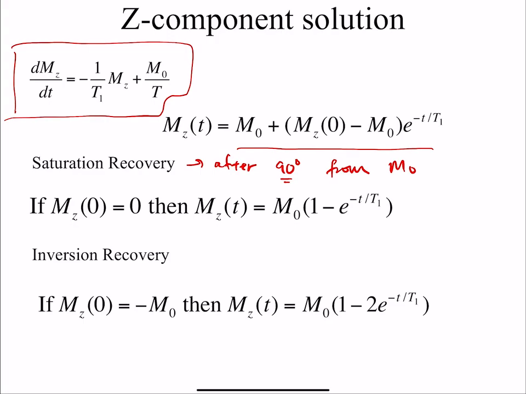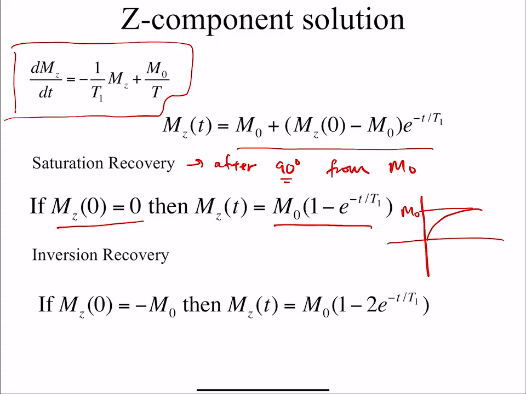If I apply a 90-degree pulse from equilibrium, then the magnetization at this point is all in the transverse plane, so there's nothing along the z component. So my m sub z of 0 is equal to 0. Then the recovery is just the exponential recovery from 0, which we talked about last time. It's always recovering to m sub 0.